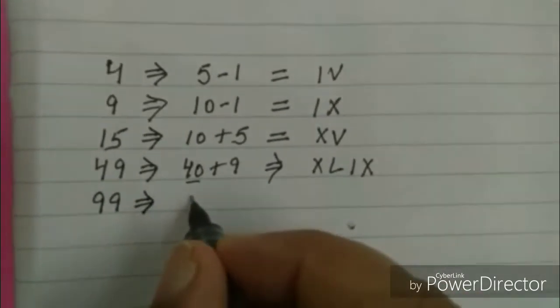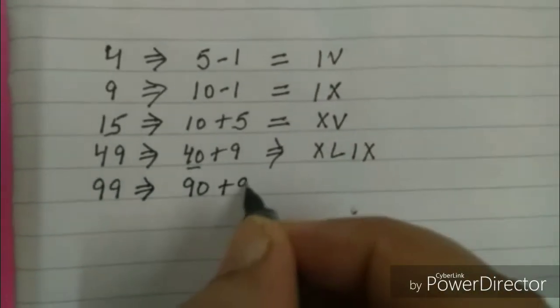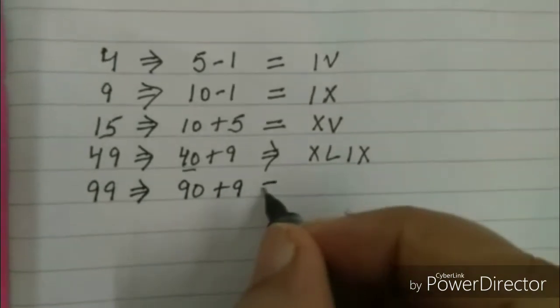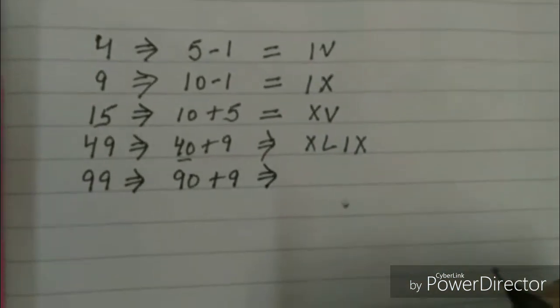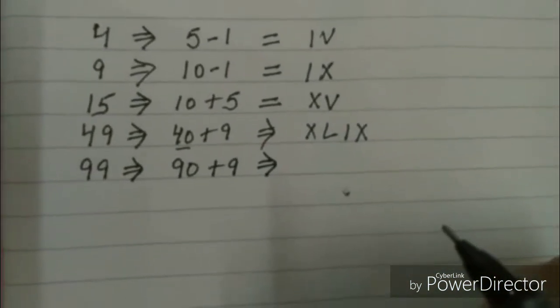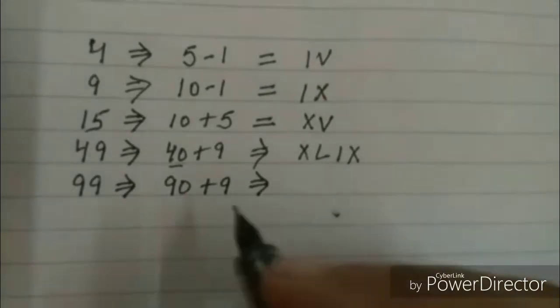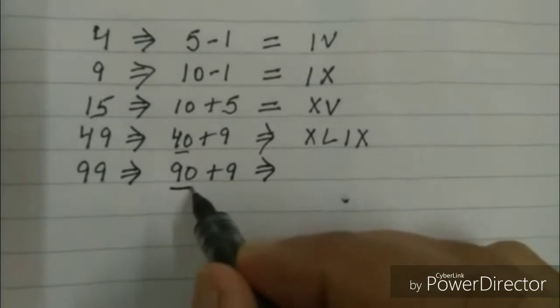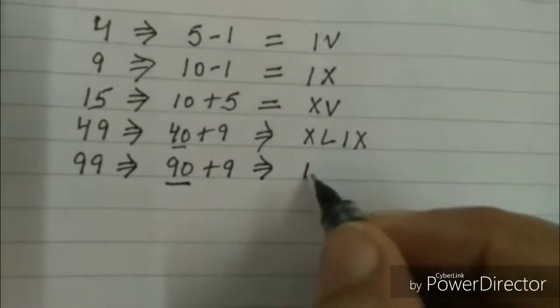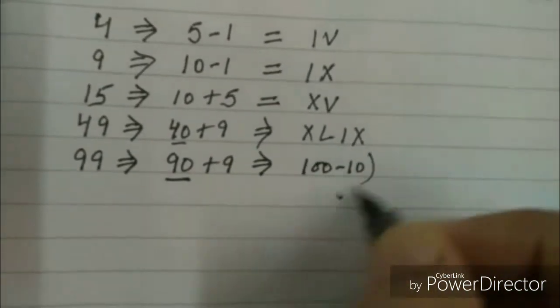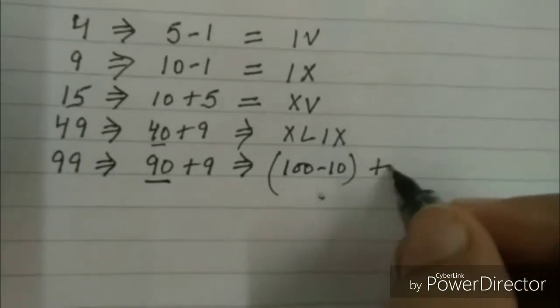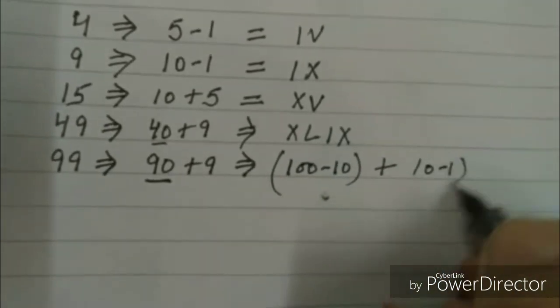Again the same method. First we will write it in an expanded form, that is 90 plus 9. And 90 you all know. Tell me, how do we write 90? Do you remember, guys? Okay, so let me explain a little more. You all can write 90 as 100 minus 10, or not? Yeah. And 9 can be written as 10 minus 1.